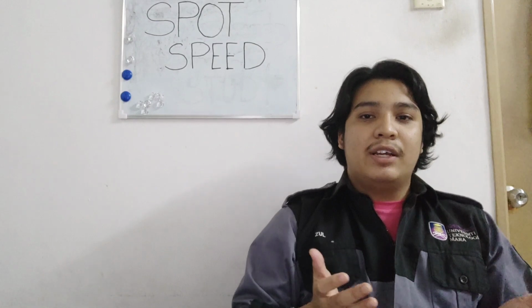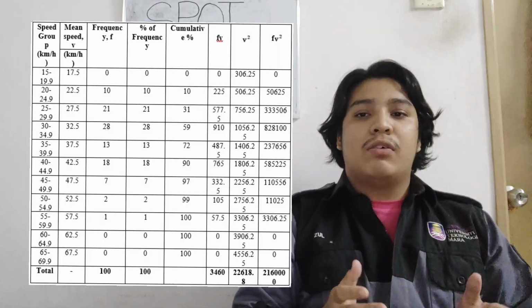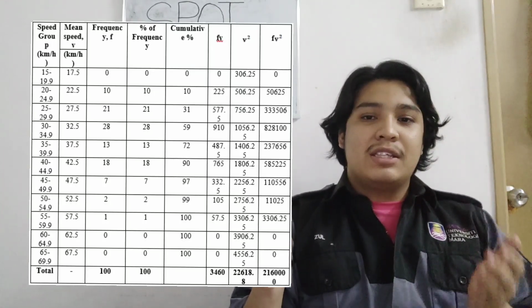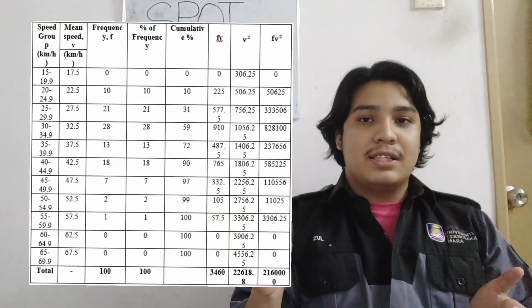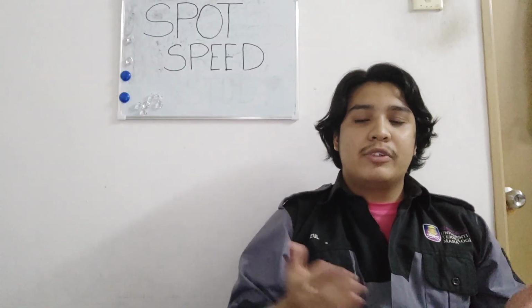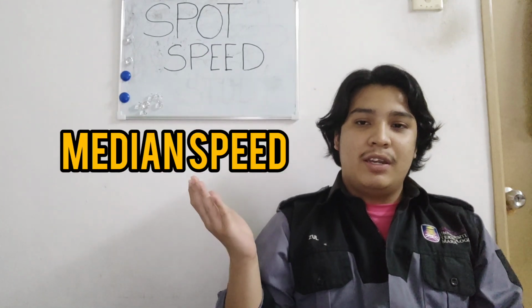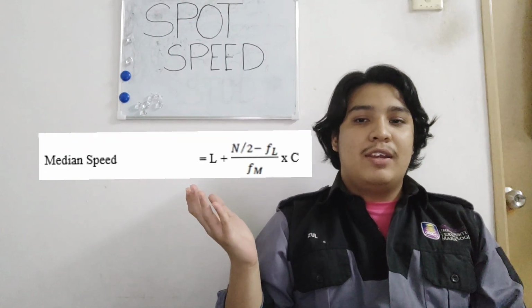So next, after the speed is determined, we need to tabulate the table, which consists of mean speed, frequency, percentage of frequency, and the cumulative frequency data. Then, we proceed with calculating the arithmetic mean speed, median speed, modal speed, and standard deviation by using the formula.